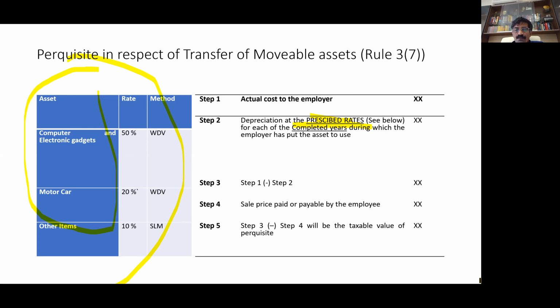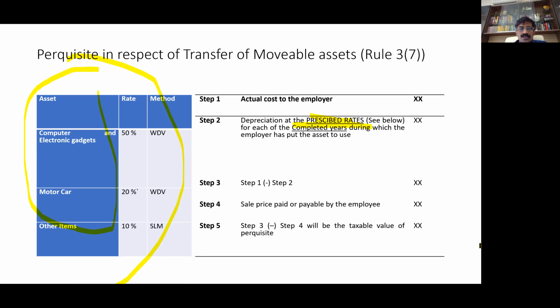For each of the completed years during which the employer has put the asset to use. Very important, during the completed years. That means if I give the laptop on 1st of May, 1st May to 30th April will be taken as one completed year. So for every completed year, you should apply depreciation. If there is no completed year, depreciation will be zero. If there are 1 year and 11 months, 1 year depreciation. It has to be taken only for completed years.